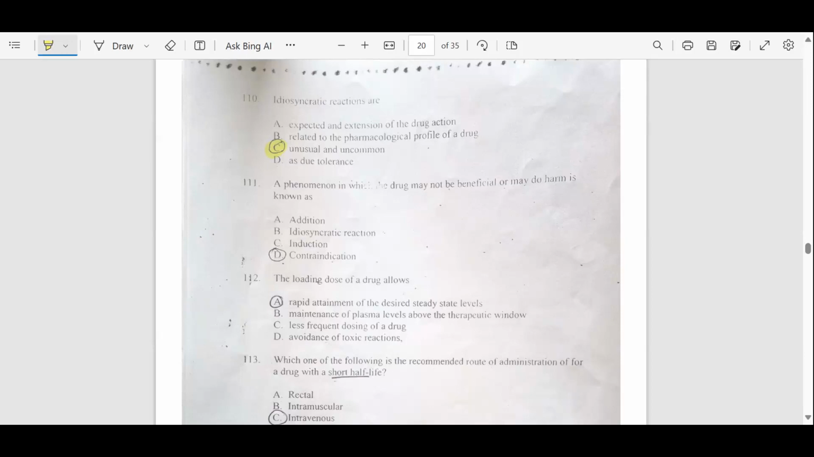Yeah, I'll go with D, contraindication. I don't know what the rest of you think. So someone is saying choice B. Choice B is saying for idiosyncratic reaction, you define it as a reaction that is usually uncommon or unusual. Number 111 is talking about a phenomenon in which a drug may not be beneficial, or one that is harmful.